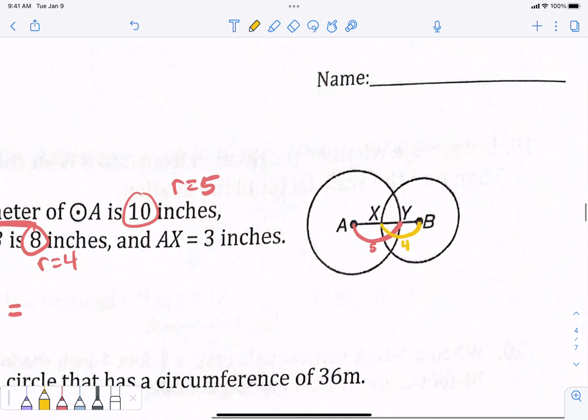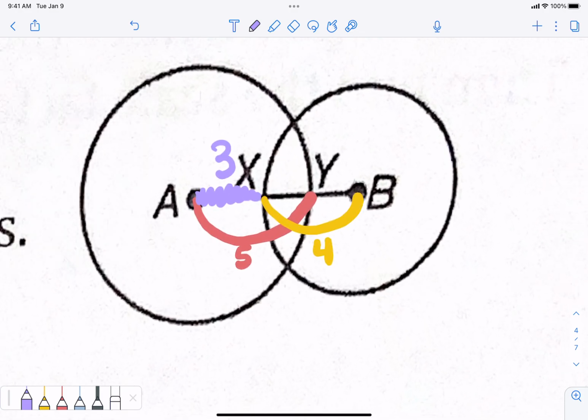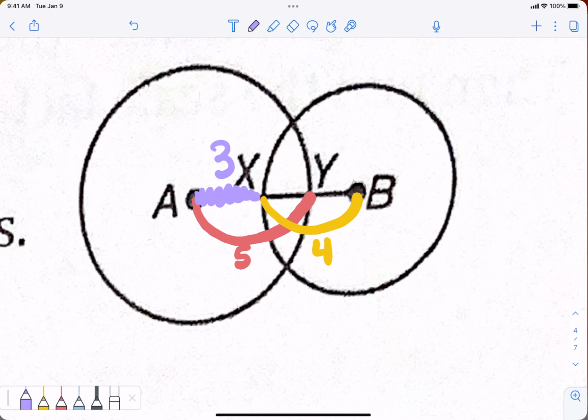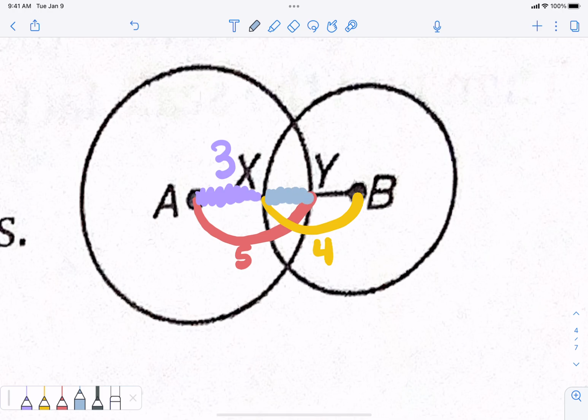And then they tell me one more piece of information, and that is that AX, which is this guy right here, is 3. And now I have all the labelings that I need in order to figure out other stuff. So if this is 3, then that means that this guy has to be 2 because they add up to 5, okay? And if that's 2, then this has to be 2 more because those add up to 4.